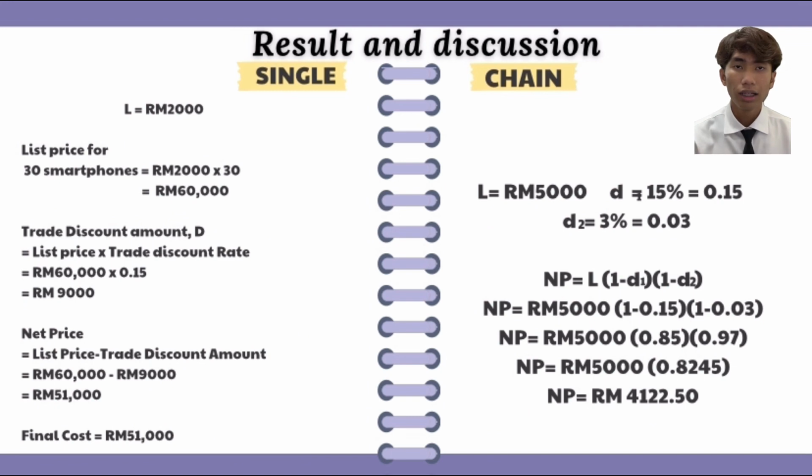NP equals L(1 minus D1)(1 minus D2) equals 5,000(1 minus 0.15)(1 minus 0.03) equals 5,000 (0.85)(0.97) equals 5,000 (0.8245) equals 4,122.50.